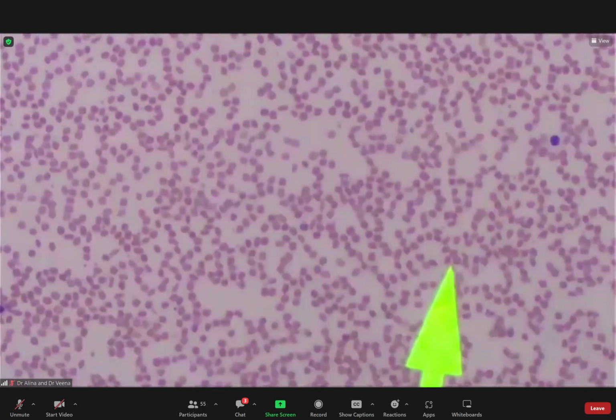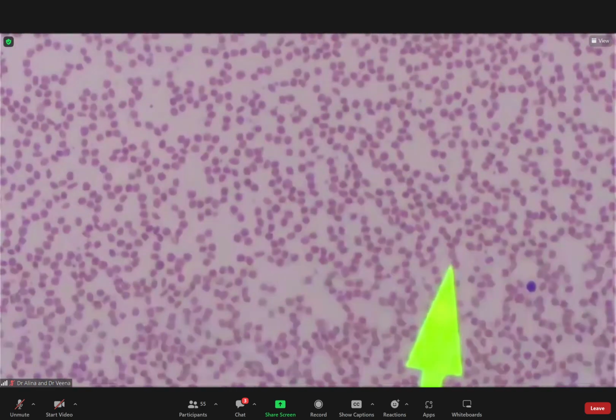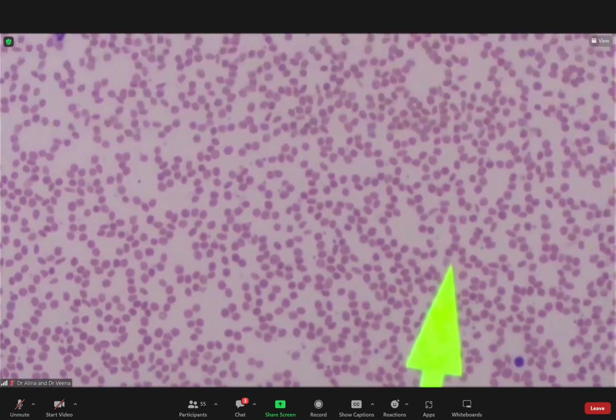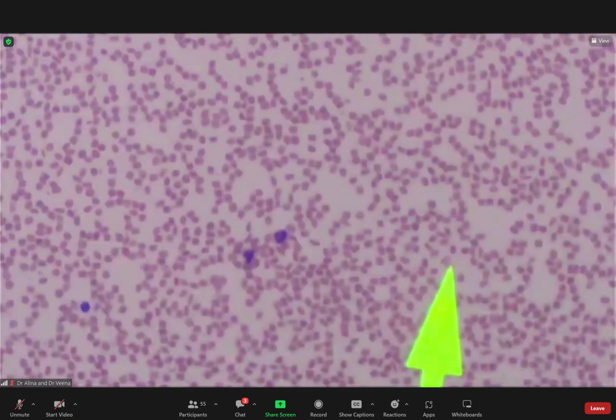Okay, so the shape is obviously oval, or elliptical. So this is a case of hereditary elliptocytosis. You have numerous elliptical red cells, some target cells in the background, but otherwise this was the prominent finding in this red blood film.